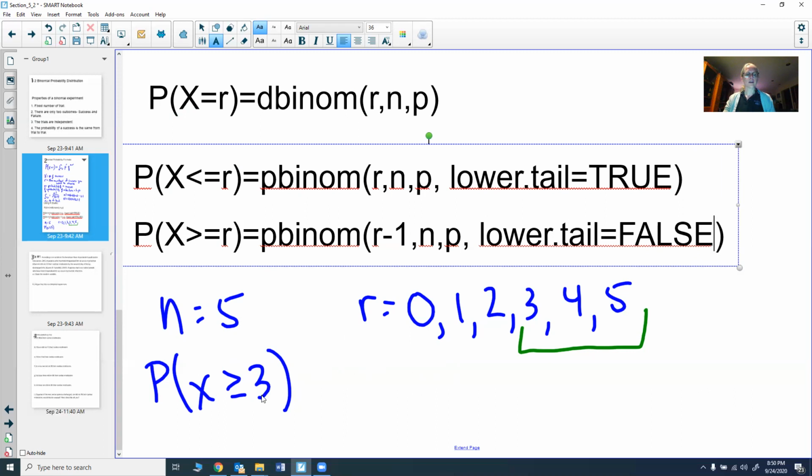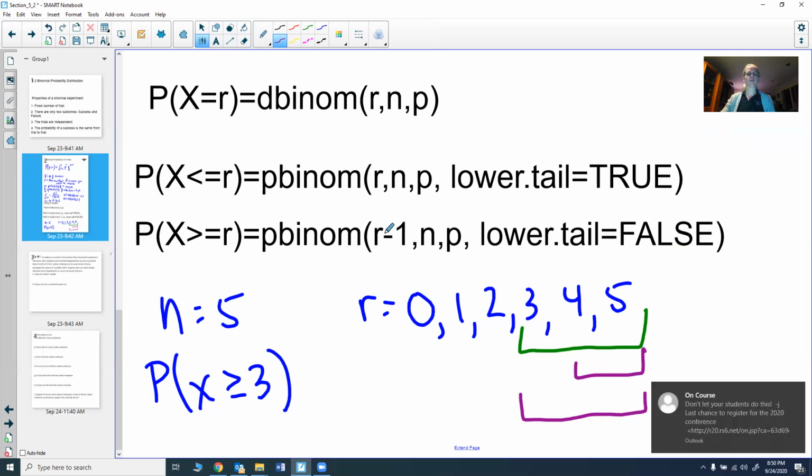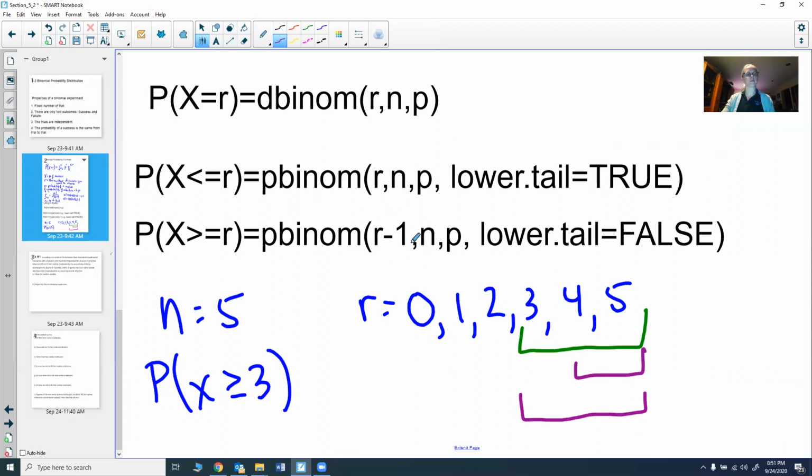So if we're doing greater than or equal to 3, then we want all of these. But R says, if you use lower.tail is false, it is not going to include the 3. So it says, oh, you want lower tail is false, so we're just going to do 4 and 5. So if you say less than or equal to 3, then you actually get the 3, 4, 5. So that's why we do it. Anytime you see the false, just make sure you remember to subtract 1 from your R value, R minus 1.